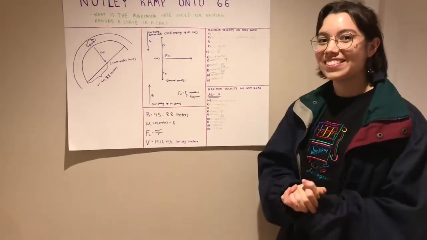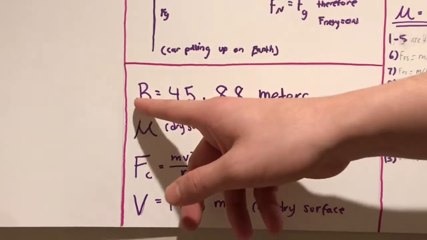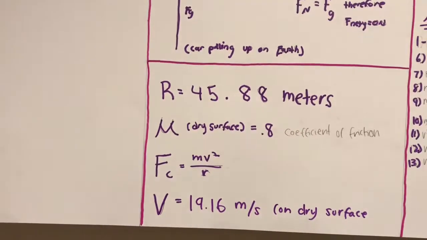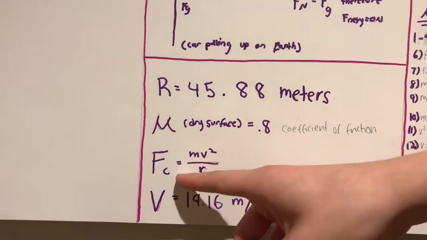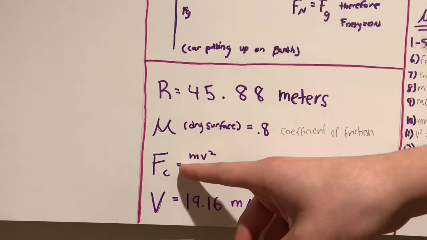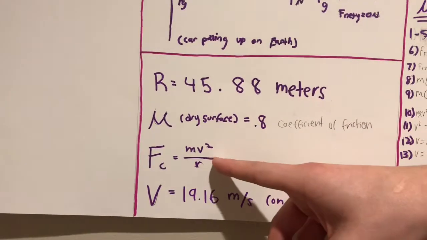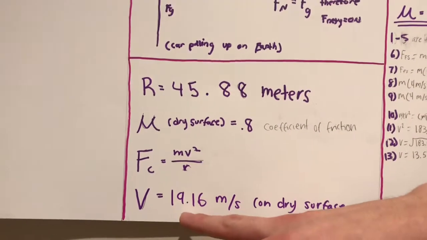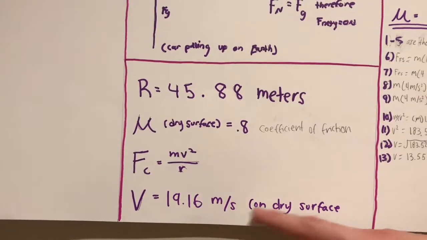So that's it. As our variables, we have r for radius, which is 45.88 right here. Then we have our coefficient of 0.8 for a dry surface on a dry road. Then we have the equation for the centripetal force, which is mv squared over r. And then we have velocity, which is 19.60 meters per second on a dry surface.